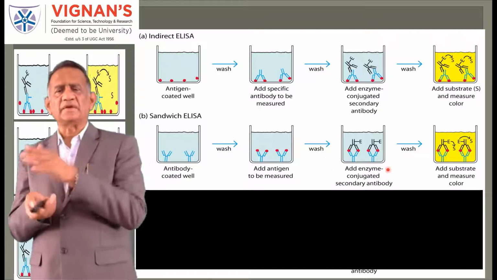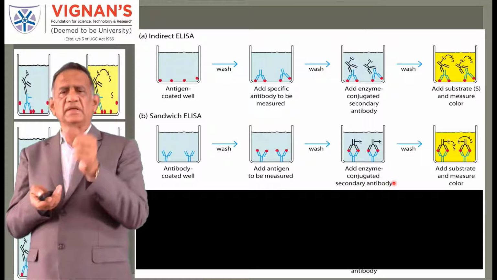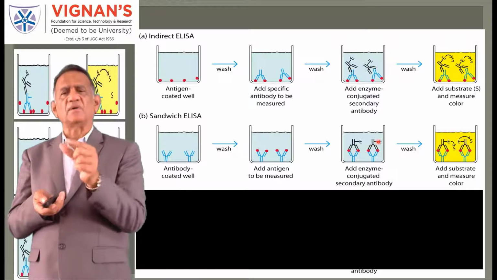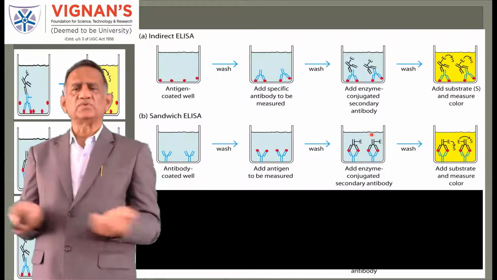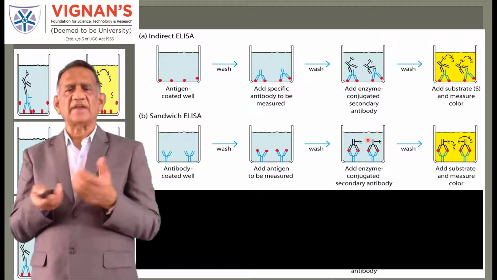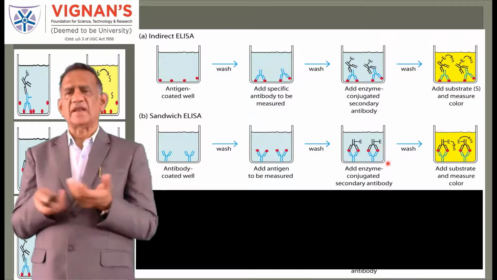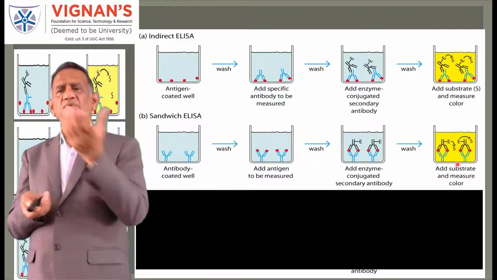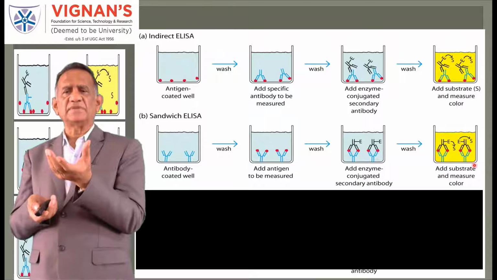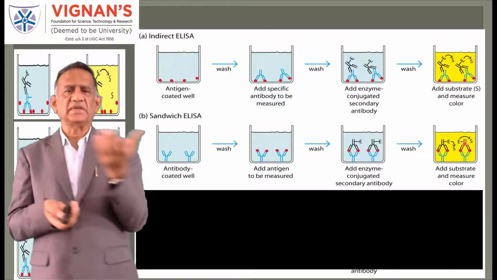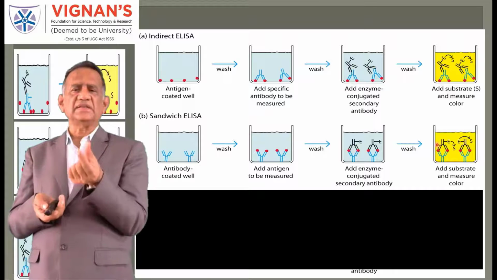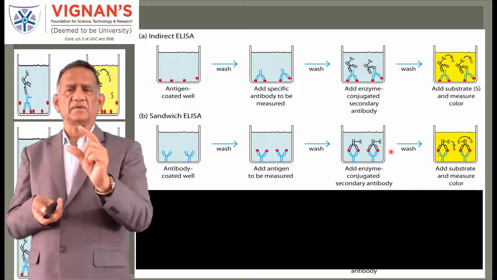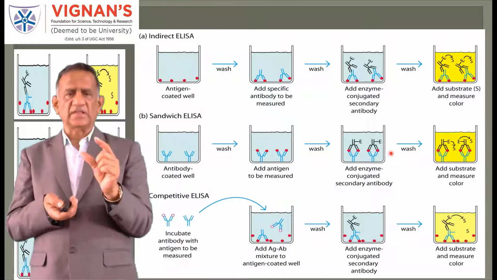Later we put the detecting antibody here, detecting antibody with the enzyme. All through the ELISA, we use only alkaline phosphatase or horseradish peroxidase, HRP we used to say. And later we use TMB, tetramethylbenzidine, so it provides the color. Sandwich means the antigen is in between the capture antibody and the detecting antibody. So the next one is the competitive.